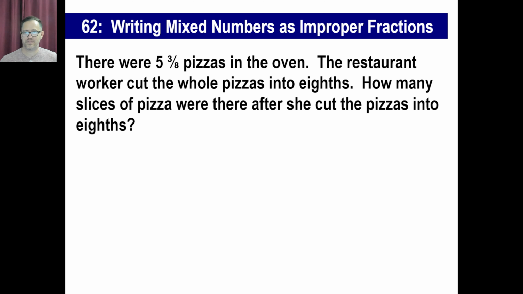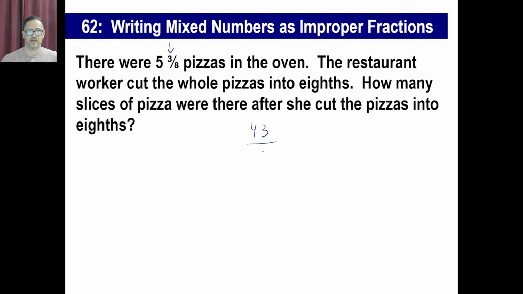Okay, here you're the pizza cutter, cutting all those pizzas into eighths. Well, how many eighths are in one piece of pizza? Obviously 8, right? So if you have 5 of those, you have 5 times 8, which is 40. But you also have 3/8 of a pizza as well. So you have 40 plus 3/8, that's 43/8, right? In other words, there's going to be 43 pieces of pizza.